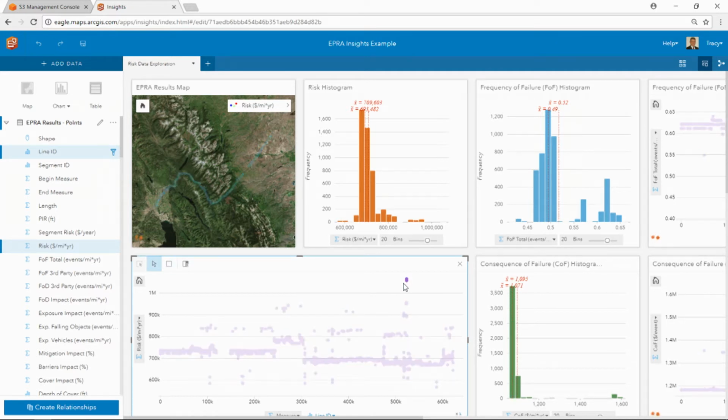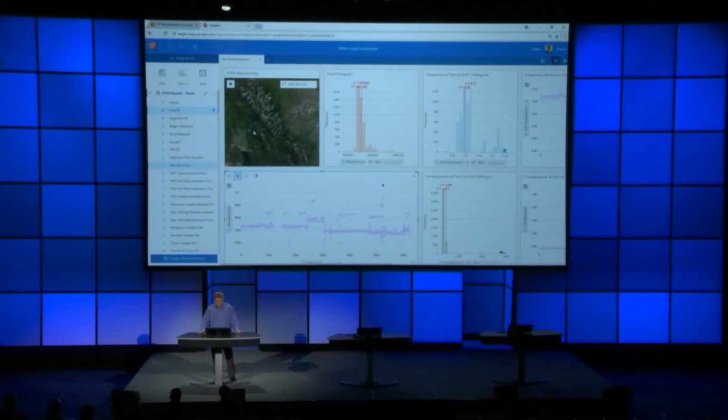what's actually happening here. Now, the really cool thing about Insights for ArcGIS is that as I update a selection on one card, it's updated on all of the other cards that I've got in the analysis template. So everything is being updated across the display. We can see these high-risk segments over here on the map.